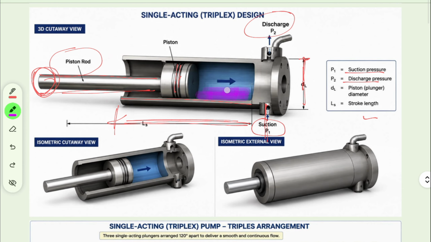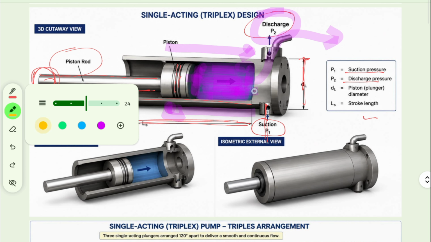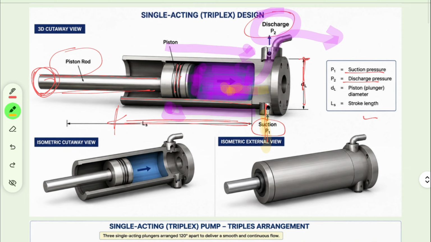Here, if you are able to observe, this much amount of fluid has entered over here when it started from this point. When it has reached this point, now it will go forward and deliver all the fluid through the discharge. And now again when it starts moving backward, this repetition is happening continuously, so that it can deliver, discharge the fluid continuously, right? I hope you are able to understand this.